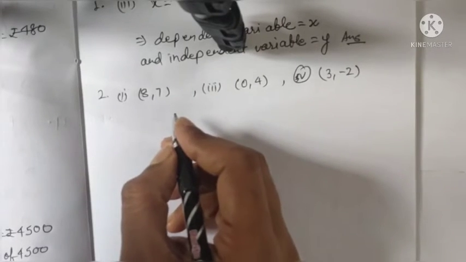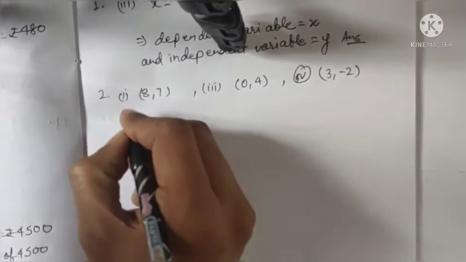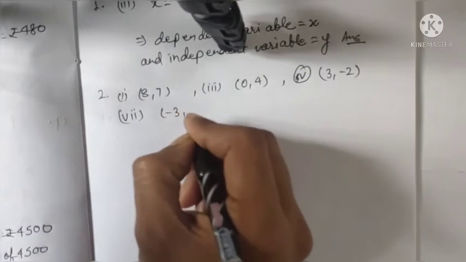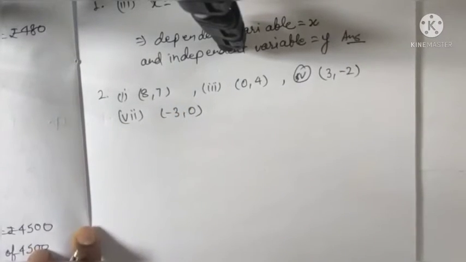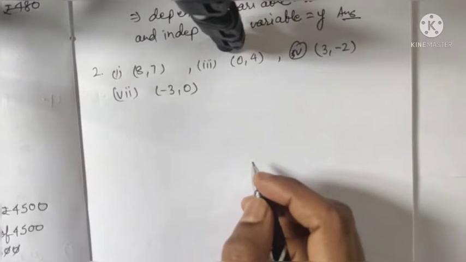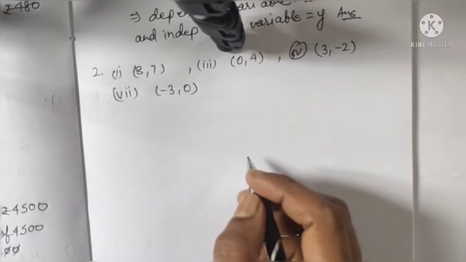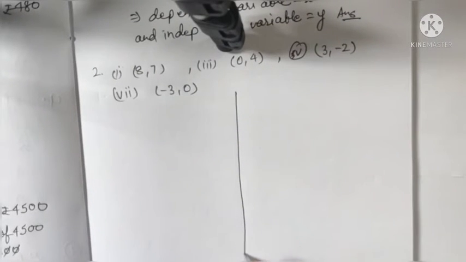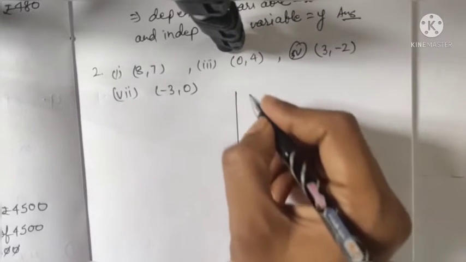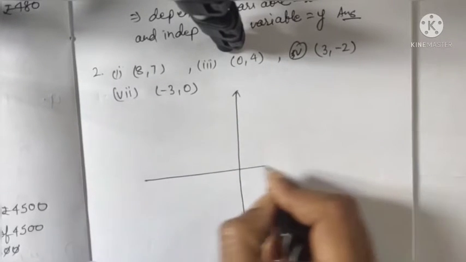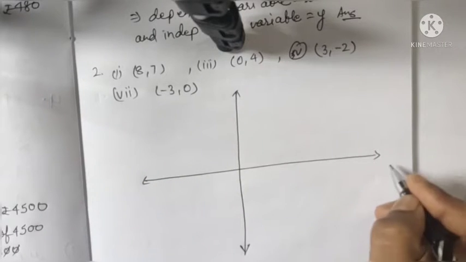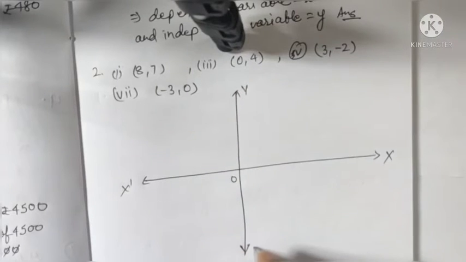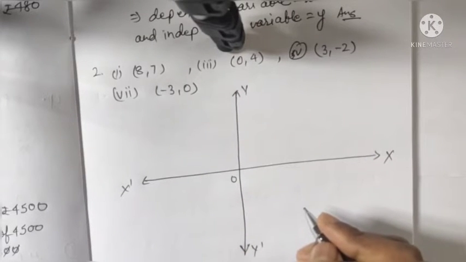And question number 7, which is minus 3, 0. Okay. So first you have to draw a Cartesian plane in a graph copy or a graph paper like that. X O X dash, Y O Y dash. Simple.